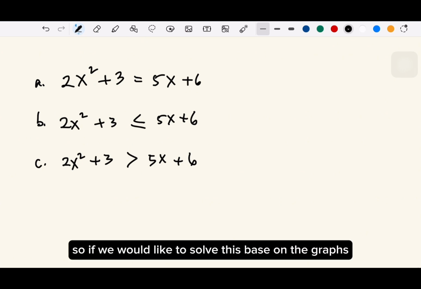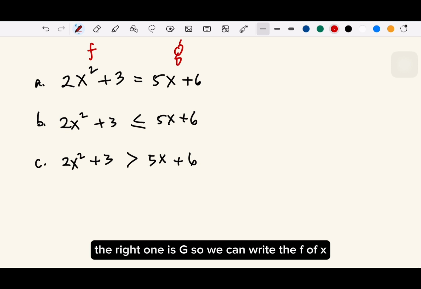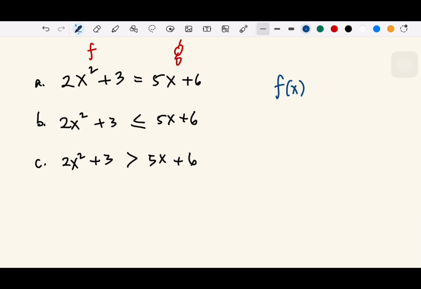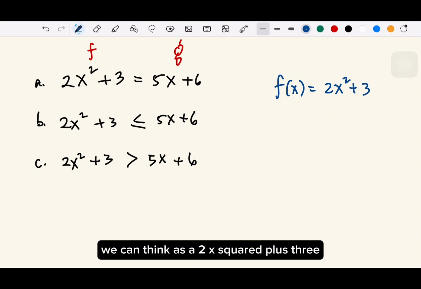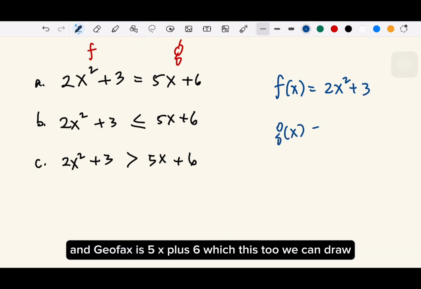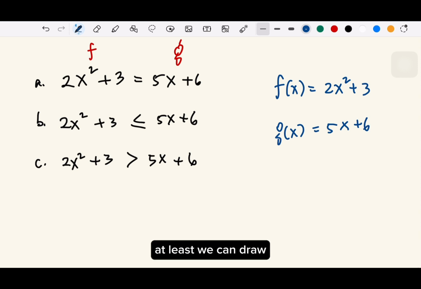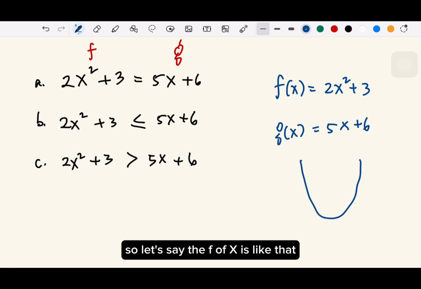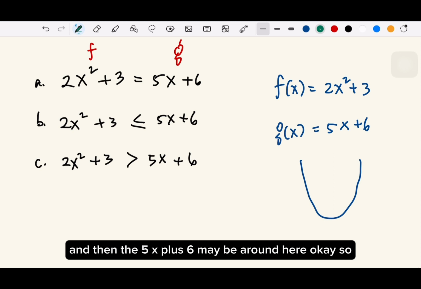So if we would like to solve this based on the graphs, we can think of this as two different equations. We can think the left one is, for example, f, the right one is g. So f of x we can think of as 2x squared plus 3, and g of x is 5x plus 6, which these two we can at least try to draw easily, right? So let's say the f of x is like that, and then the 5x plus 6 maybe around here, okay?